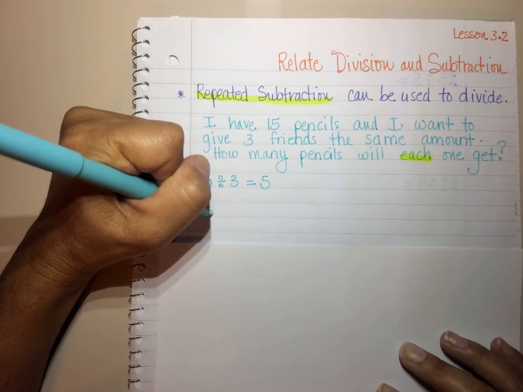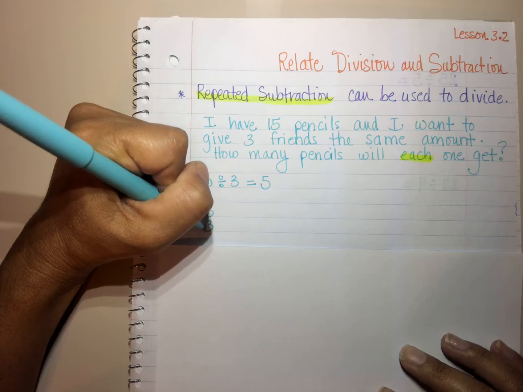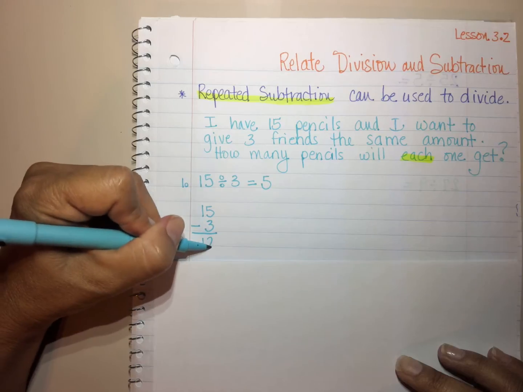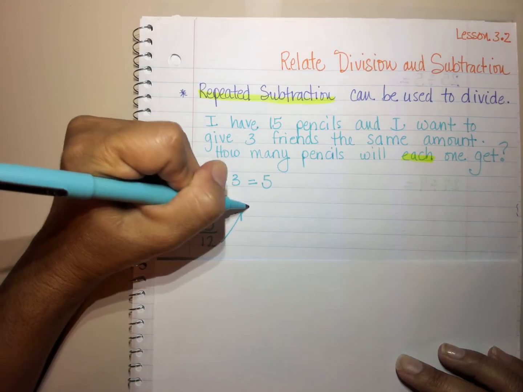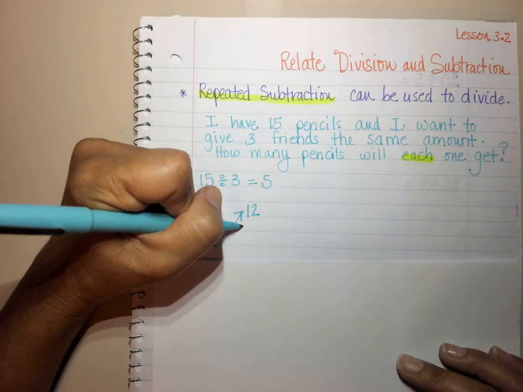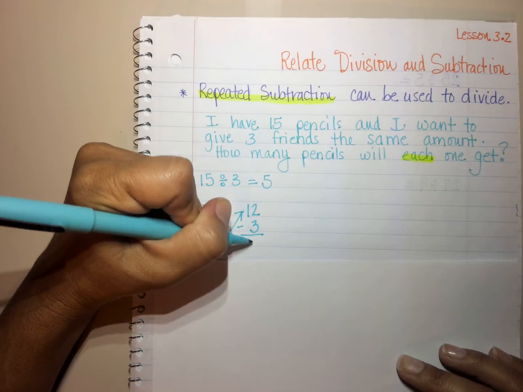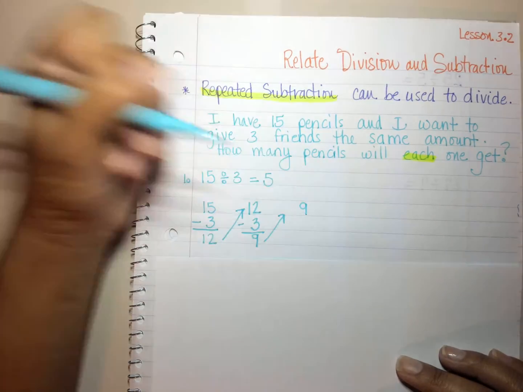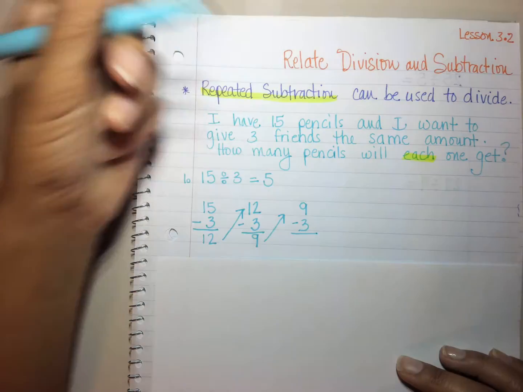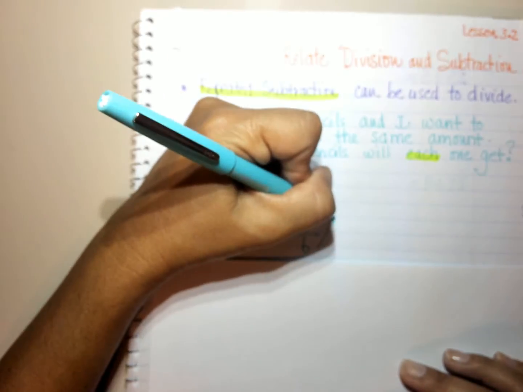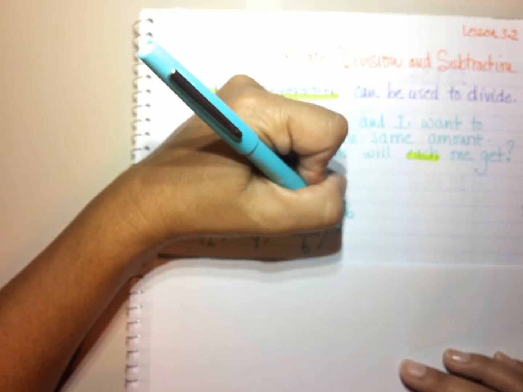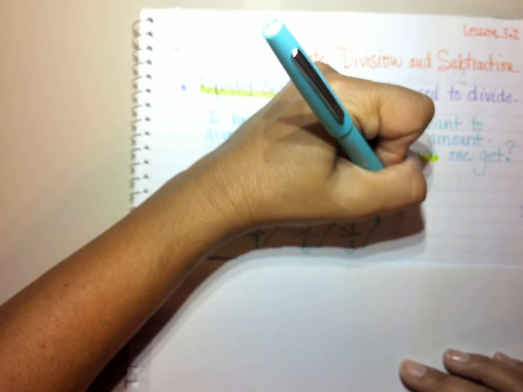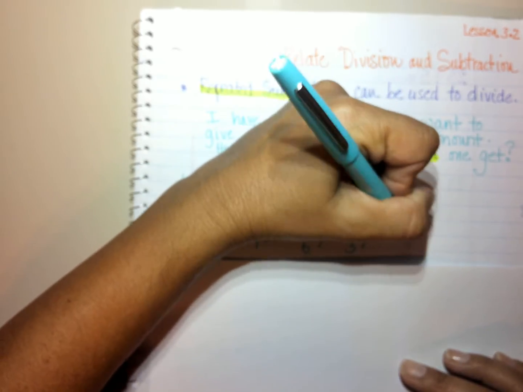I've got 15 pencils. I'm going to subtract 3 until I get to 0. So 15 minus 3 equals 12. I carry the 12 over and I subtract 3 each time. Okay, and you know that that equals 9. Bring up the 9, subtract 3. We're going to subtract 3 again. And in our final one, we do 3 minus 3, and we've got 0.